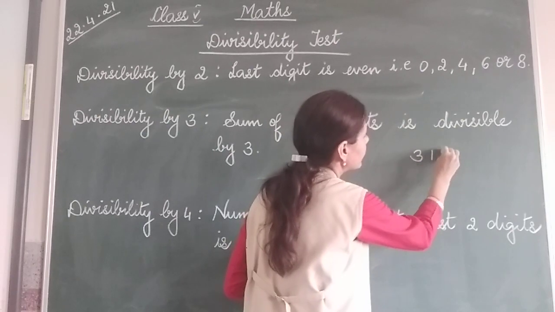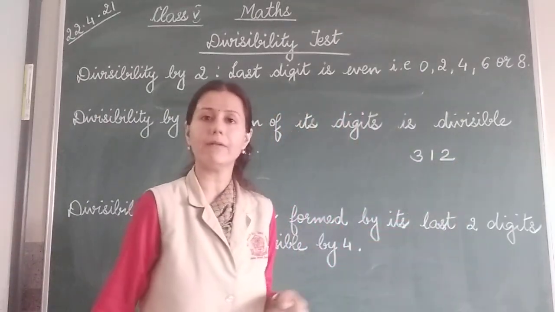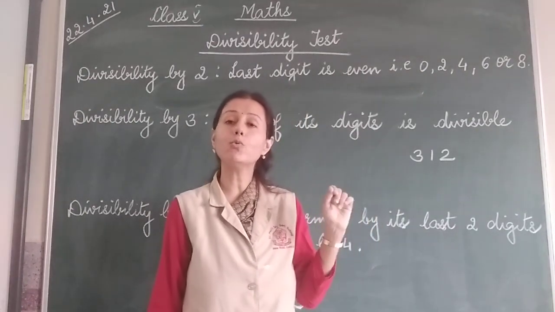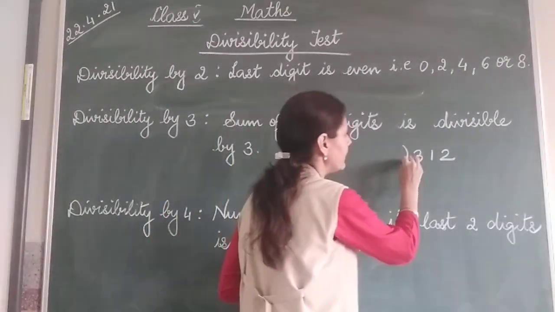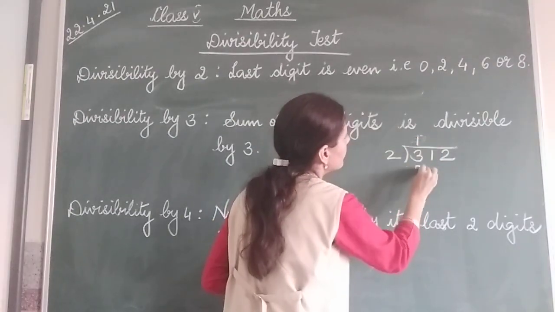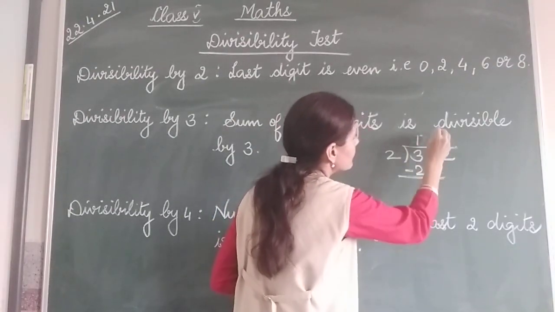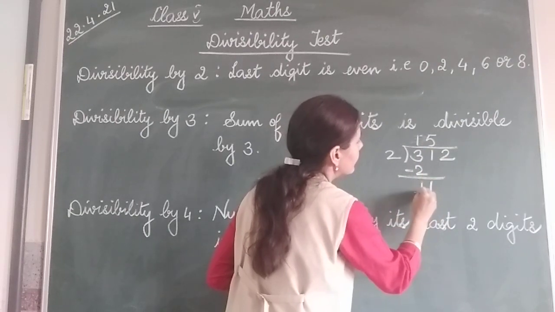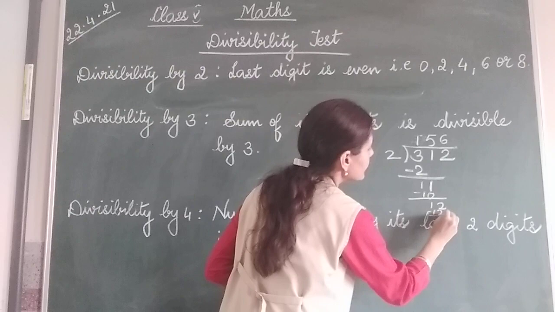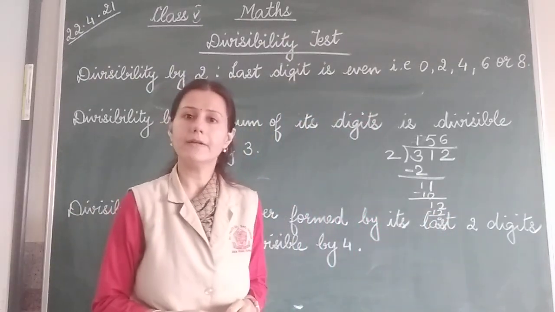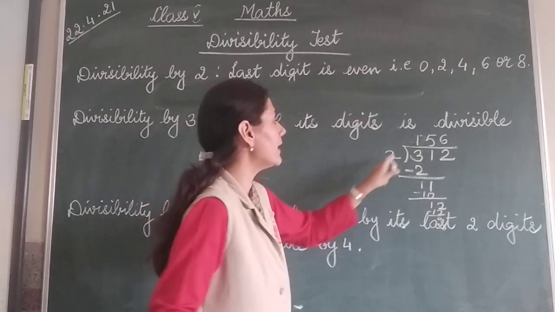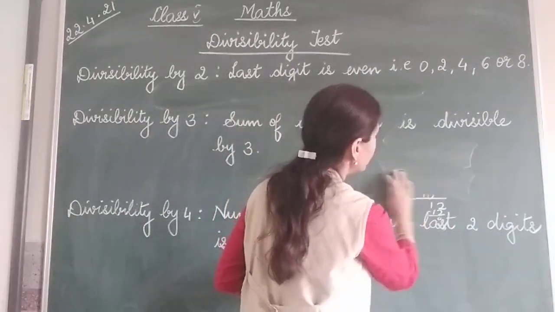Look at the example beta, it will become more clear to you. Let us take any number, say 312. If you have to find out whether this number is divisible by 2 or not, what will you do? You will divide it by 2. Here, 2 ones are 2. Bring this 1 down, 2 fives are 10. Bring this 2 down, 2 sixes are 12. What is the remainder coming? 0. The remainder is coming 0. So now you can say that this 312 is divisible by 2.